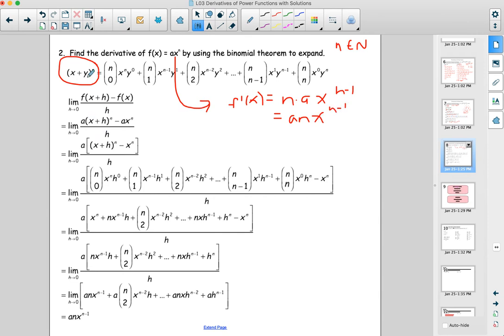So we're going to plug in. We're going to get a times (x plus h) to the power n minus a times x to the power n. Just like in the previous question, I'm going to factor that a out, and I'm going to get (x plus h) to the power n minus x to the n.